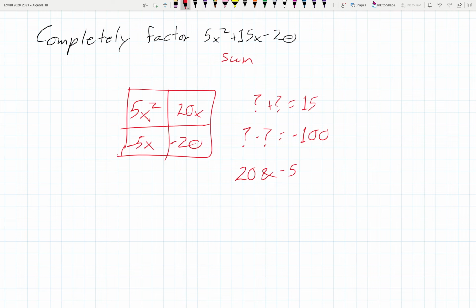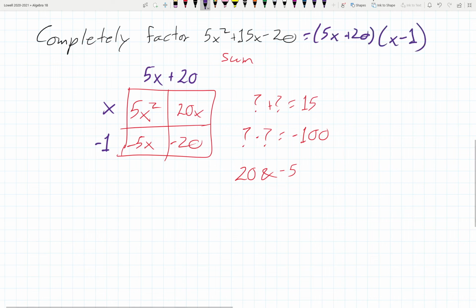One way, and I'll do this in purple across the top and on the left side, is that I could pull out a 20 right here, because 20 is a common factor of 20x and negative 20. That would mean that this side has to be negative 1. This has to be an x to form 20x across this row and column. And that would mean that this top left side length has to be 5x. So one way to factor this is to write it as 5x plus 20 times x minus 1.